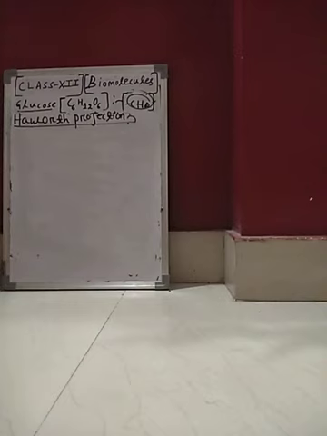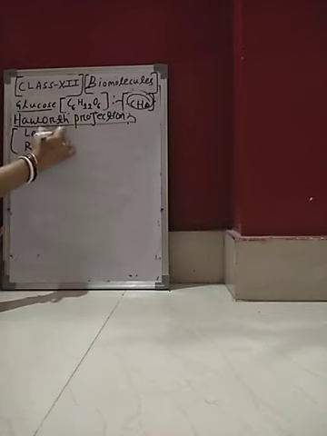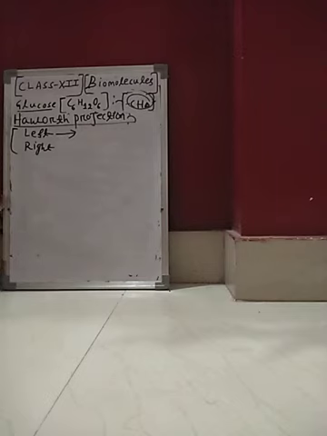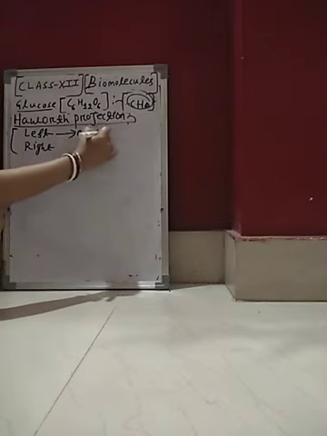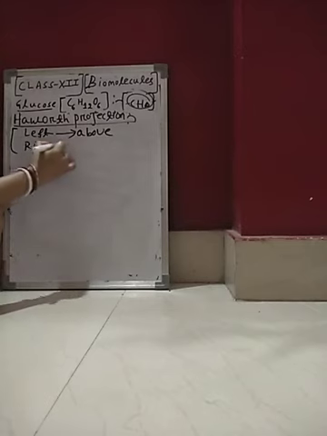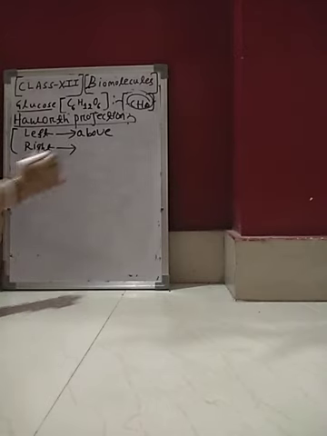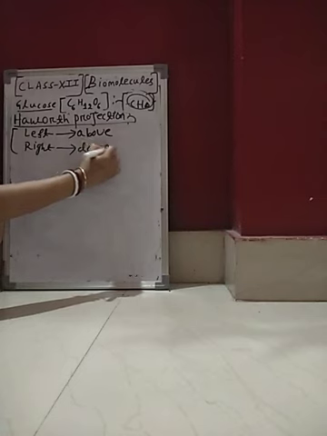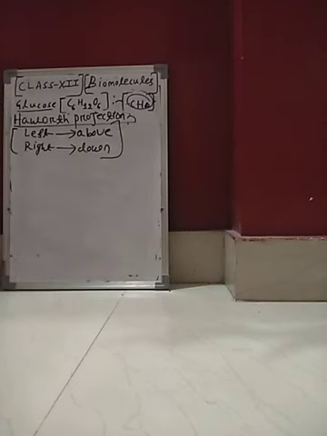So in Haworth projection, what will be the key point? You have to remember left and right. So what is left and right here? All the atoms present on the left will be present above in the Haworth projection, and all the atoms present on the right side will be present down in the Haworth projection. Okay, so I will draw the structure of alpha D-glucose first.